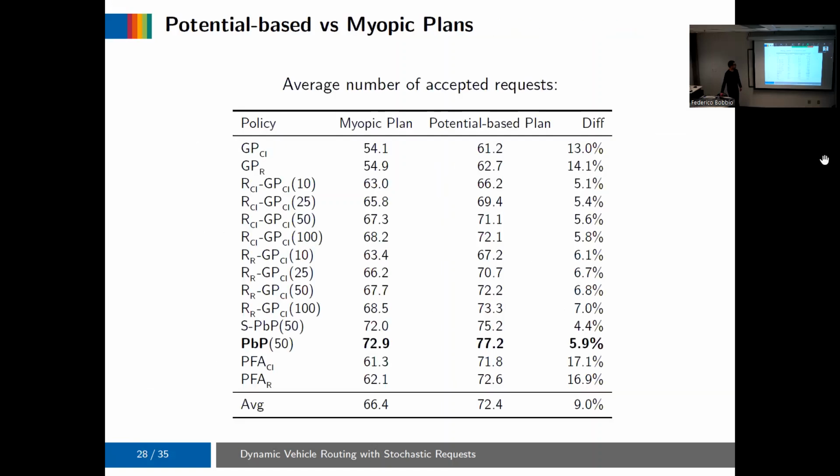And so we get the average number of accepted requests for each policy. Also here I have the two offline plans, but I haven't discussed those, but you can see that the PBP is performing better no matter the initial plan, and by a large margin compared to the other policies.